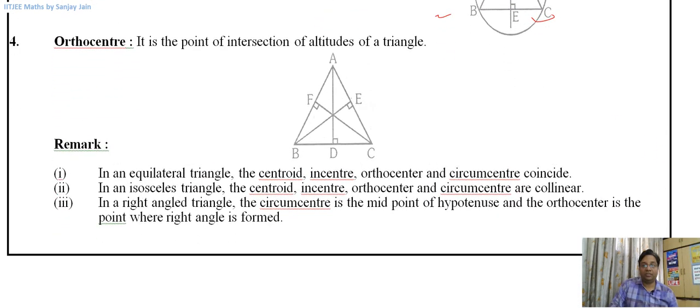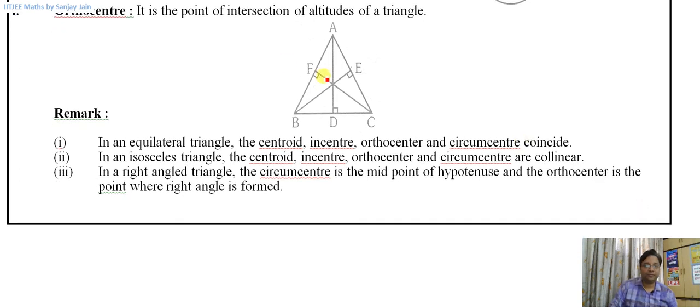Orthocenter is the point of intersection of altitudes. Now I want you to note these three things: that in an equilateral triangle the centroid, incenter, orthocenter and circumcenter all coincide at one point.